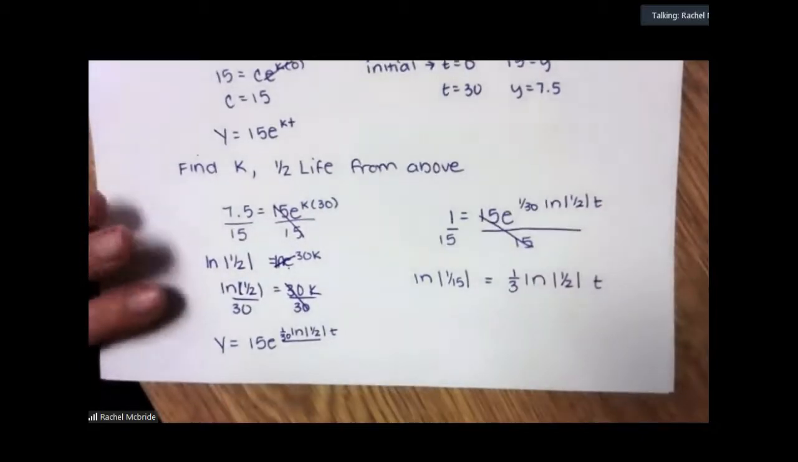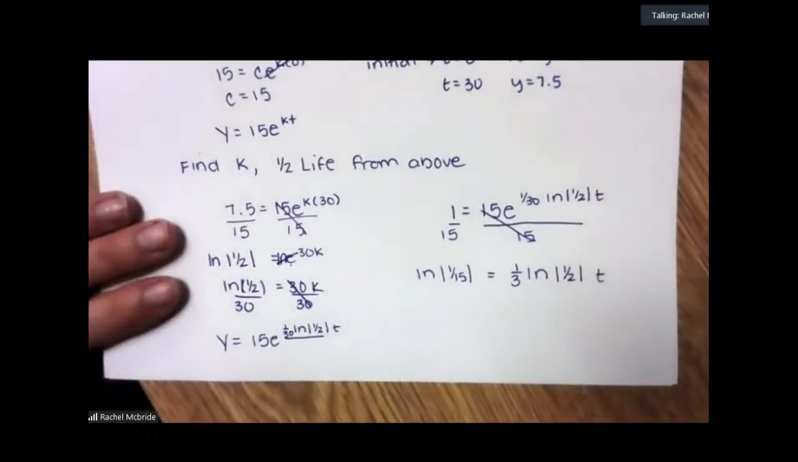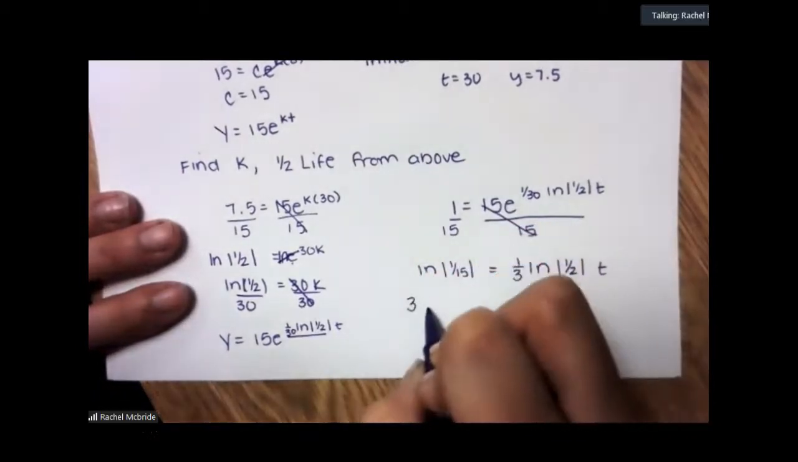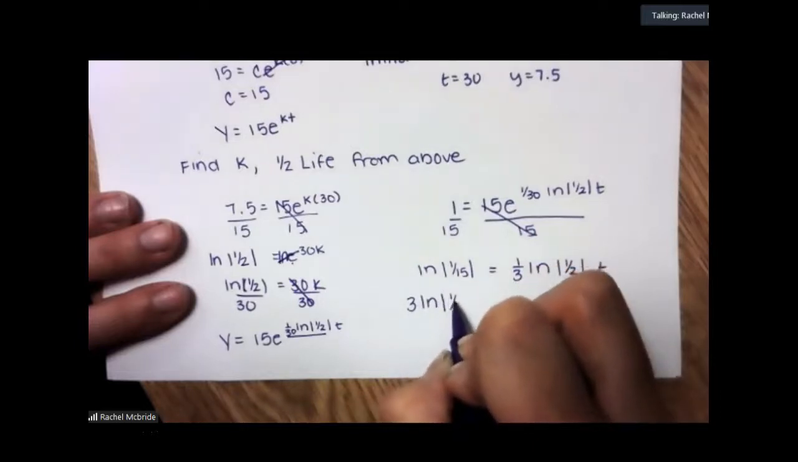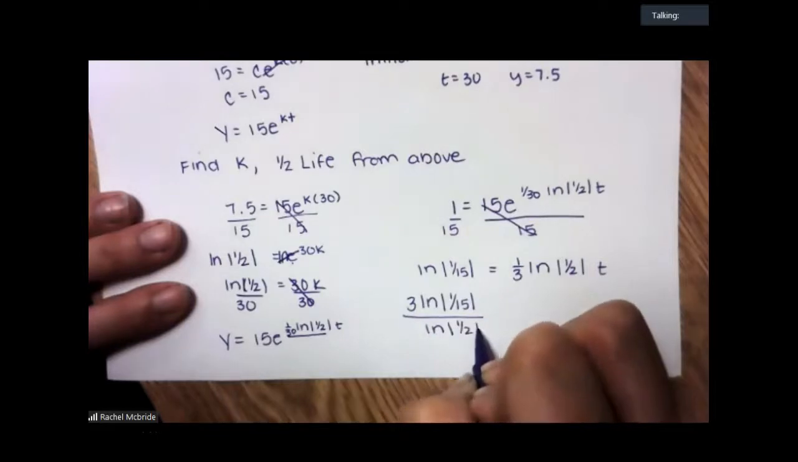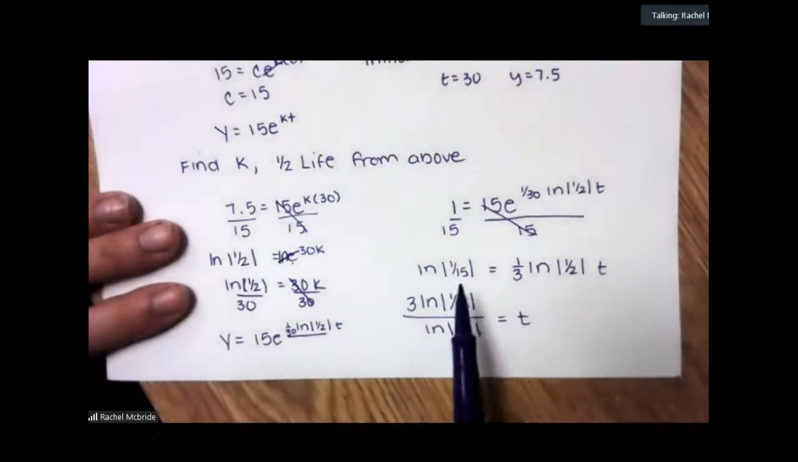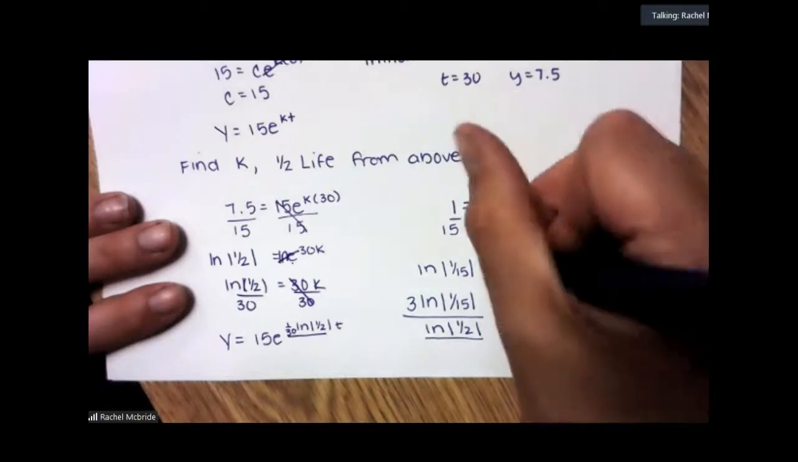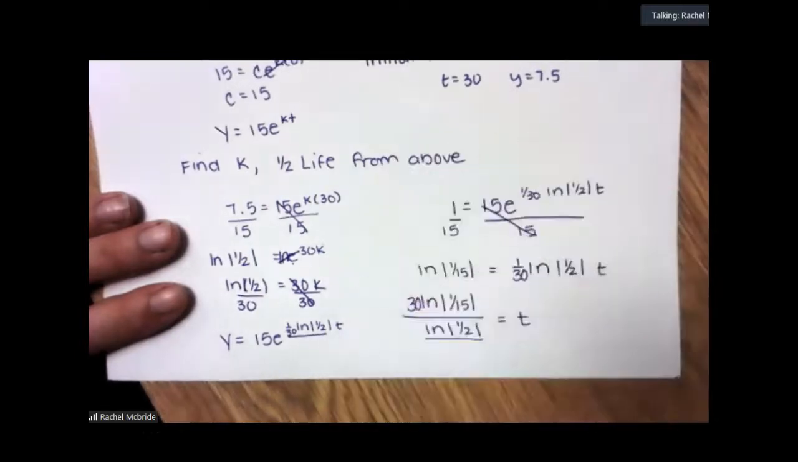So you ln both sides to get rid of the e. You can multiply both sides by 3 and divide by 1/2. And then again, we know that our natural log of 1/15th, natural log of 1/2, this is all sort of just represented. Sorry, that should be 1/30th, and then that should be a 30. Sorry, I dropped my 0.